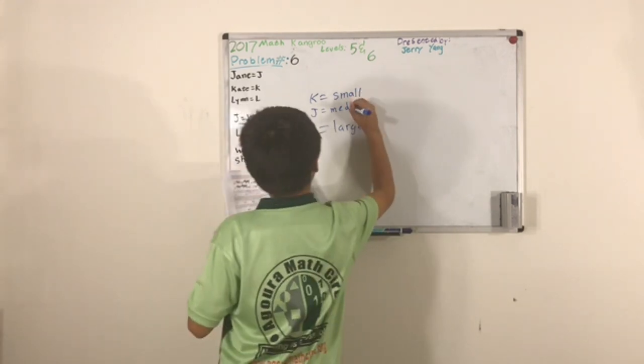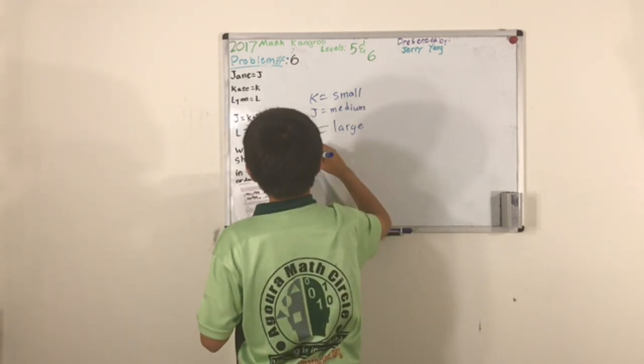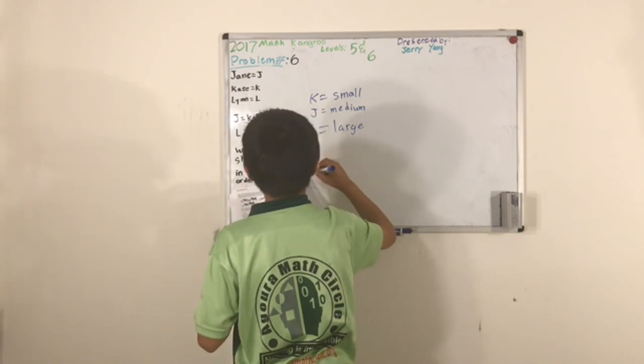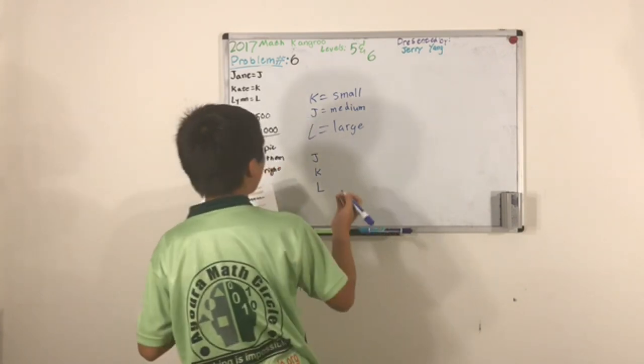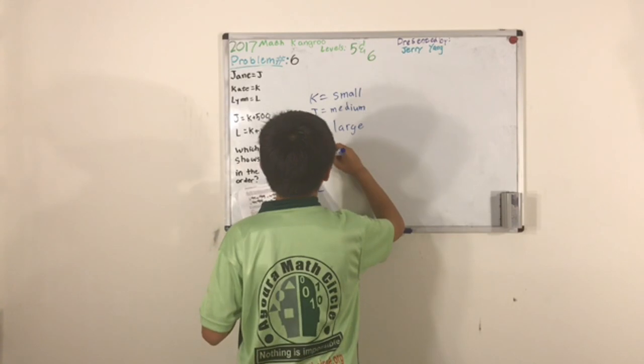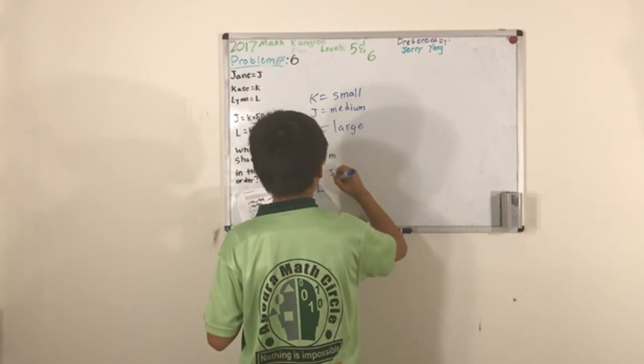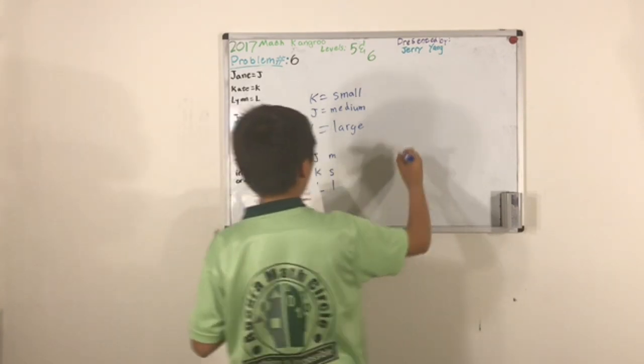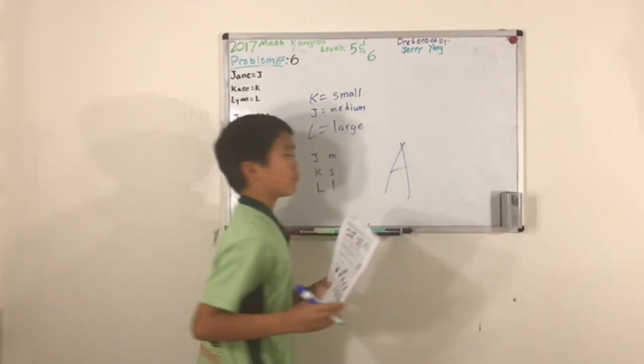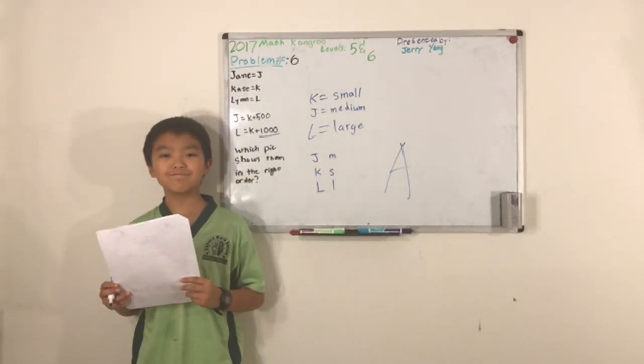Now we know the order that they're in is Jane, Kate, and Lynn. So we know from this that it should be medium, small, large. Therefore, we know our answer is A, medium, small, large.